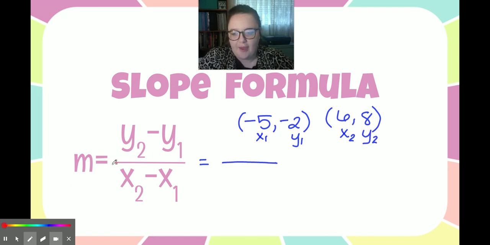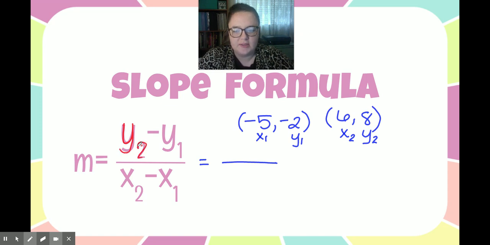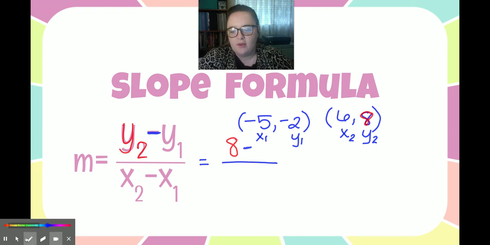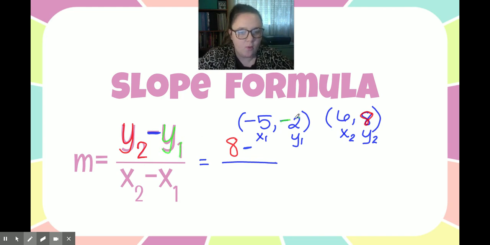So I'm going to look for the y2, and I'm going to try to color code this as best as possible to help you see it. The y2, I look at my points and I say, hey, the y2 is right here. It is 8, so that means I'm going to put 8 right there. Then there is a minus sign already in that equation, so I have to bring the minus sign down. Then I'm going to look for my y1, and that y1 is right here, and that y1 is a -2, so I have to write -2.